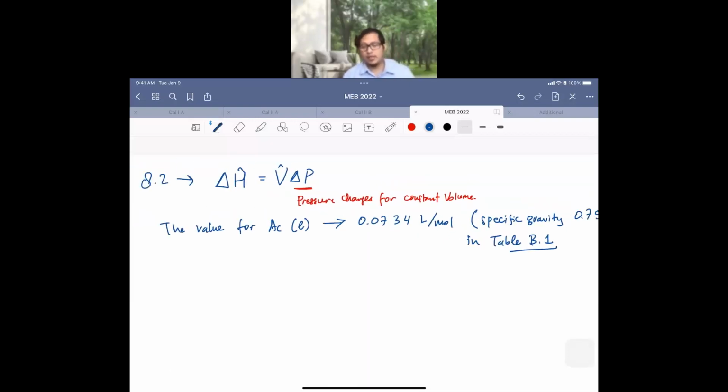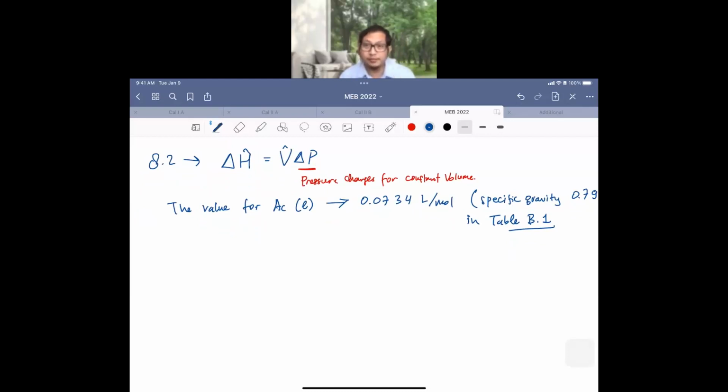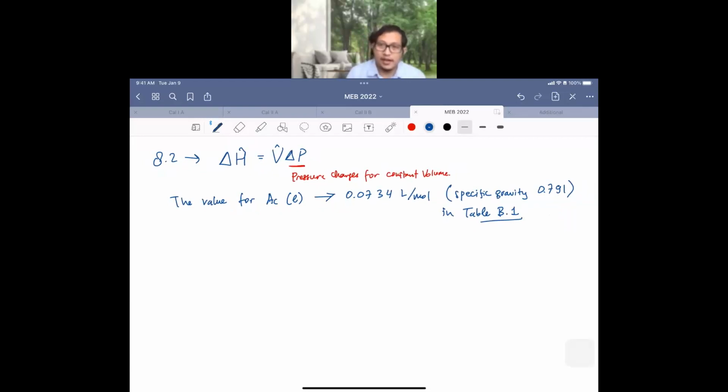So your calculation, you will have some exhaustion. You will be a little bit tired doing this, but this is how we approach it. Hopefully at least you get the idea first. And then in 8.3, you will get delta H equal to the integral from T1 to T2 of Cp dT. This is the heat capacity at constant pressure.